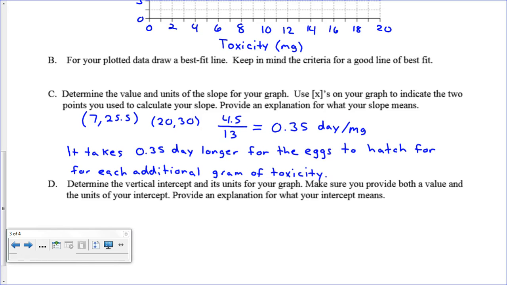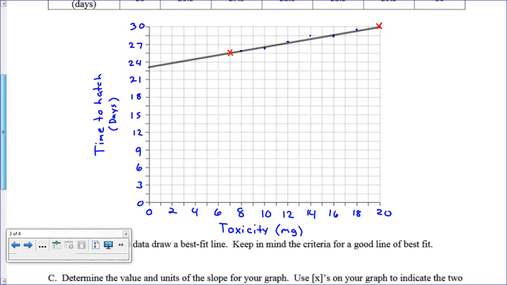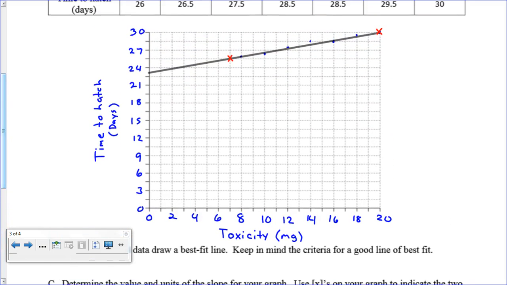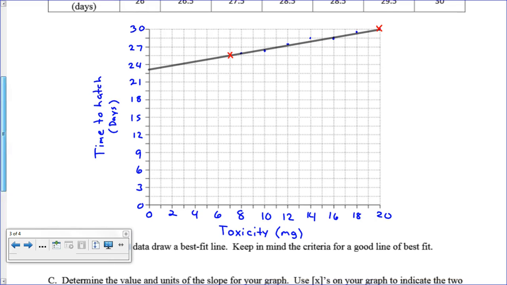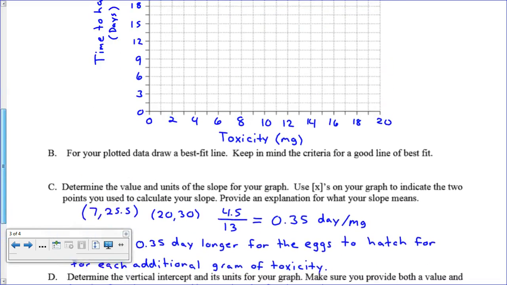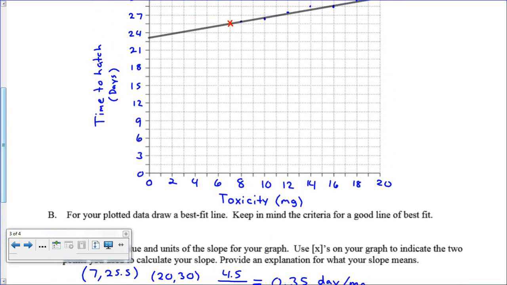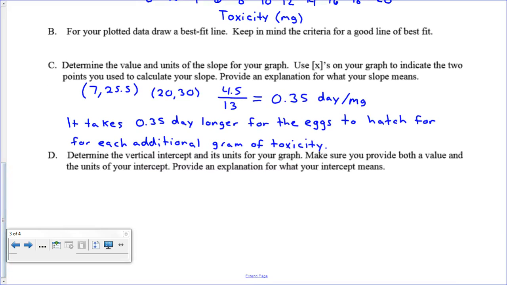Alrighty, next we're going to be talking about the vertical intercept, so looking back up at our graph and seeing where it intersects there. So we've got 21, and then the line above that would be 22.5, and then it's even a little bit larger than that, so like 23, it looks like. So 23, and it's on our time axis, so it should be in days.